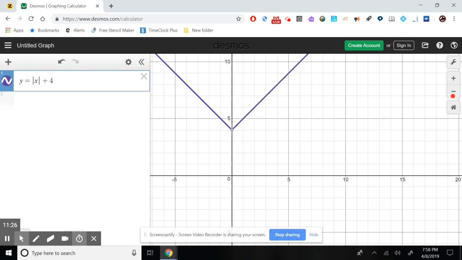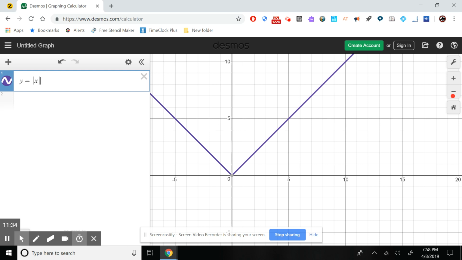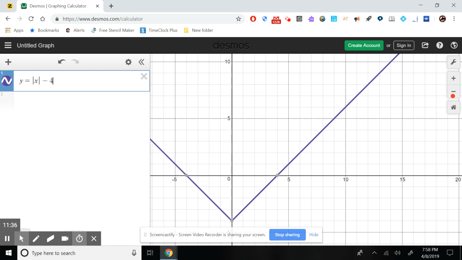Let us say we add a 4 here. As you can see, the graph has moved 4 steps up. All right, now the parent function comes back, and I do a minus 4. The moment I do that, I am seeing the graph has gone down 4 points, correct? All right, that was your vertical up and down.